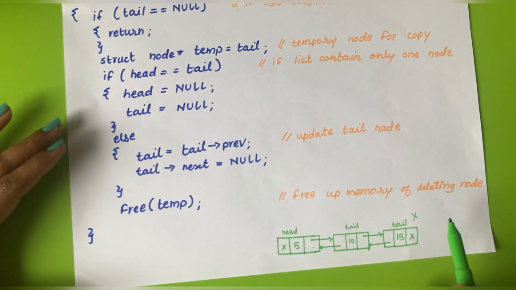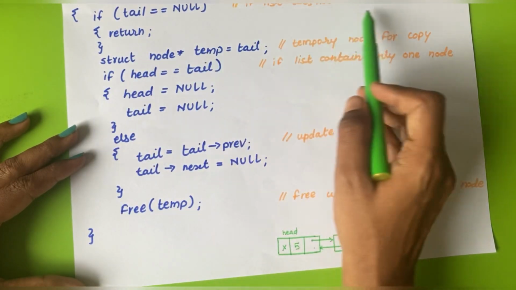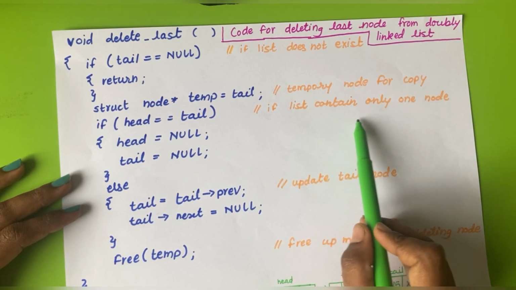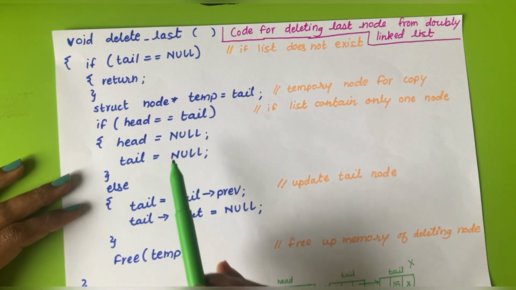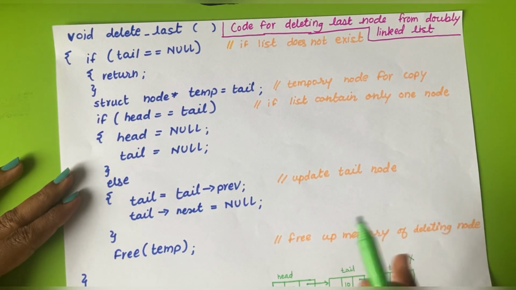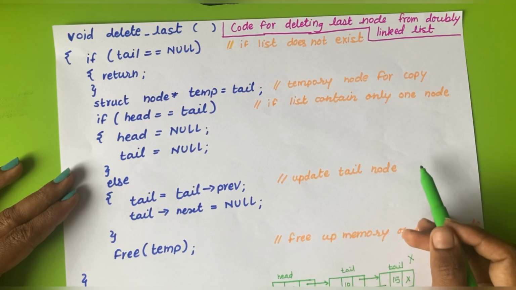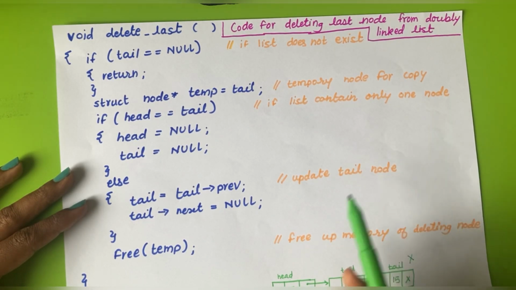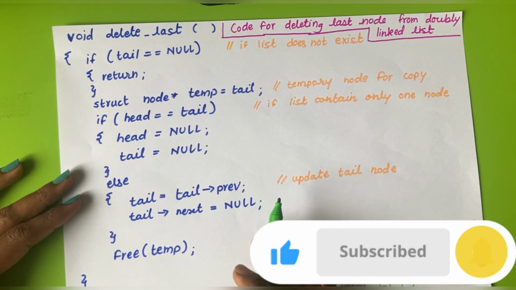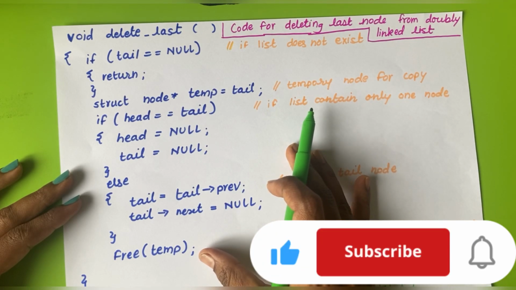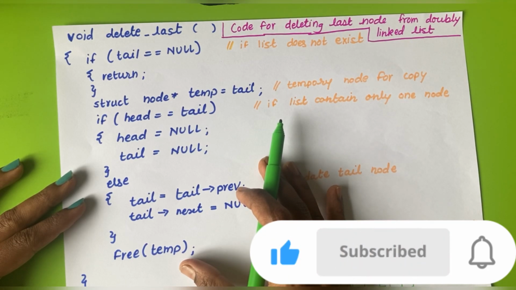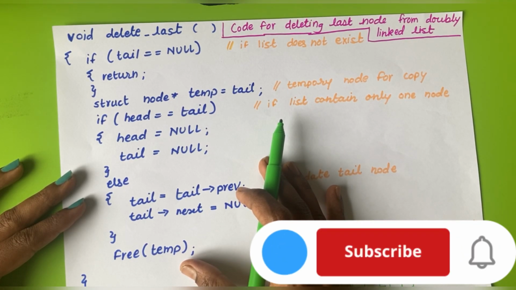Okay, so here we have checked three conditions. One is if the list does not exist. The second condition is if the list contains only one node. And last, if we have a doubly linked list with a number of nodes, at that time what changes we have to make in the addresses. Hope you guys understood how to delete the last node from the given doubly linked list, how the changes are made in the corresponding addresses and corresponding assignments.